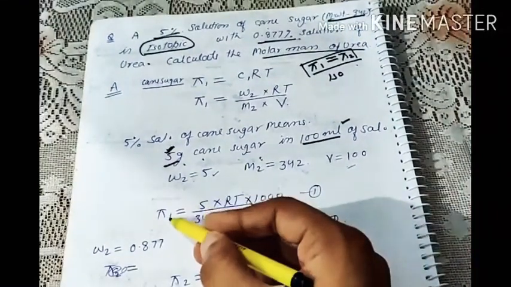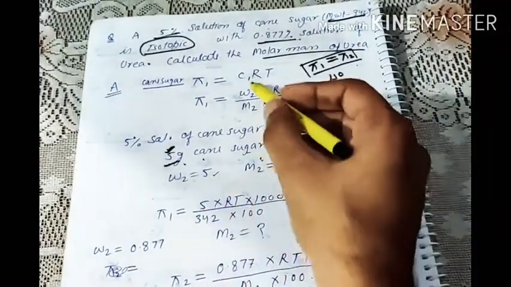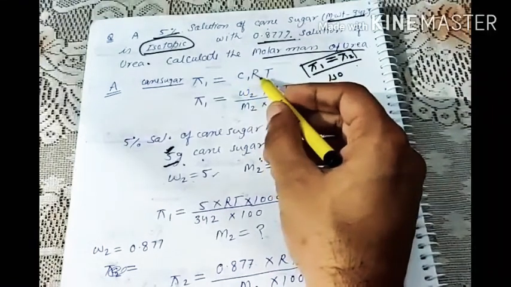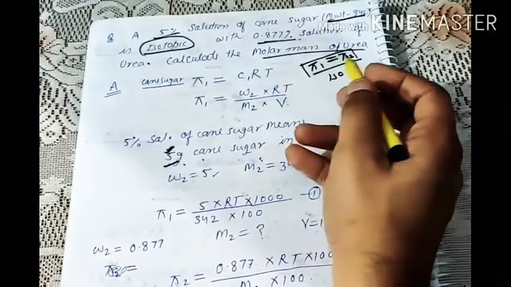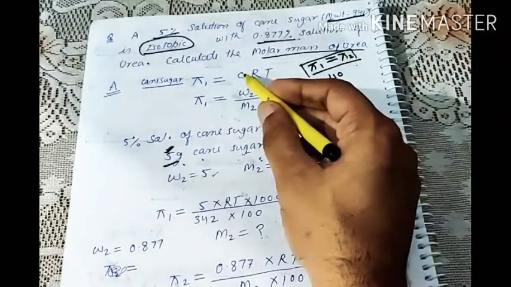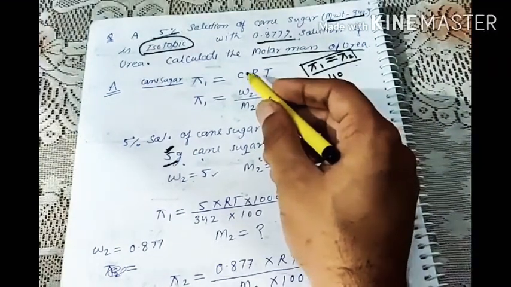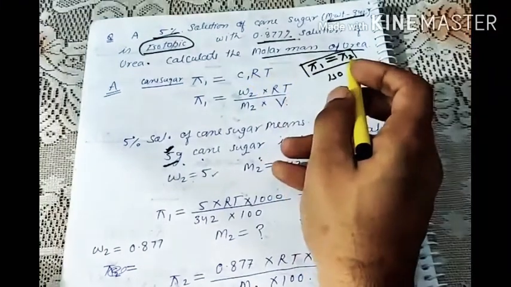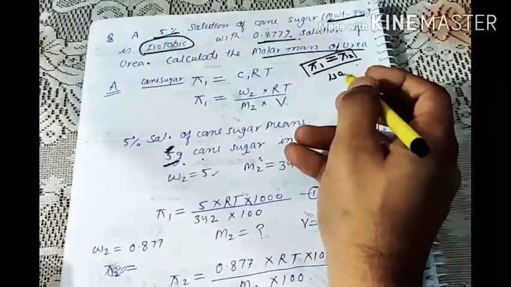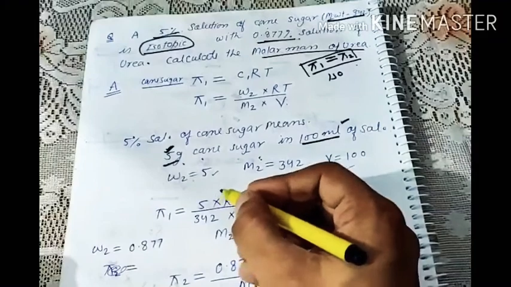So pi, the value of the osmotic pressure, is molarity into R into T, and the molarity is what? Molarity, the formula of molarity, अभी हमने डिस्कस किया पिछले न्यूमेरिकल में. Molarity का फॉर्मूला क्या होता है? Number of moles of the solute divided by volume of the solution, and number of moles of solute means क्या होता है?